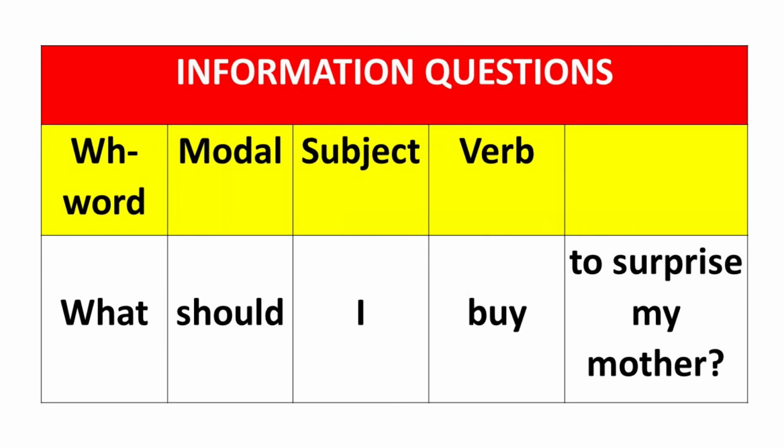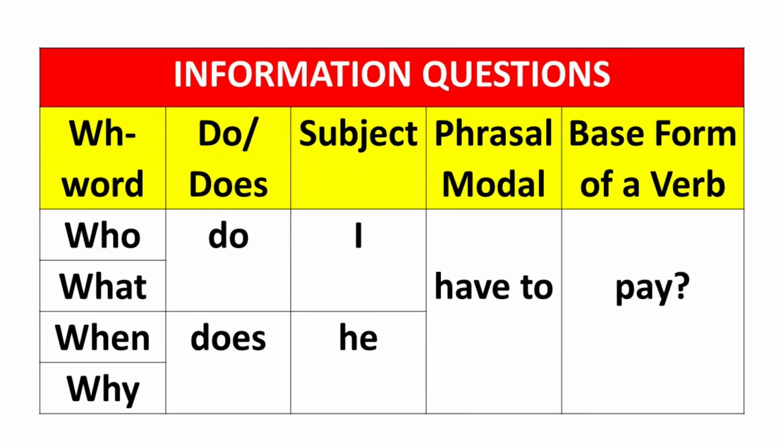To form information questions using should, we begin with WH word, followed by should, subject, and verb. For example, what should I buy to surprise my mother? To form information questions using do or does, we begin with WH word, followed by do or does, subject, phrasal modal, and base form of a verb. For example, who do I have to pay?